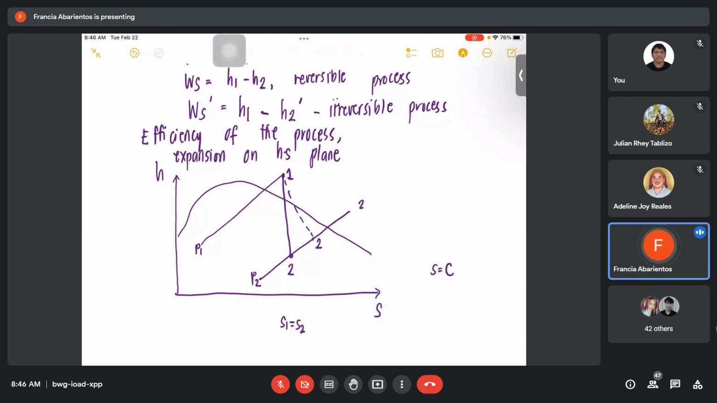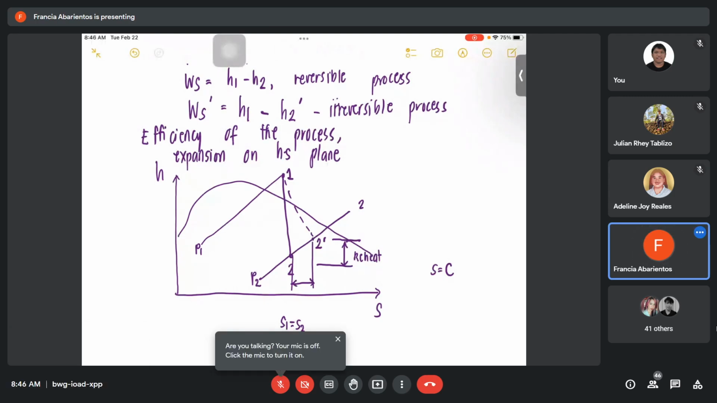this is now your irreversible state point at point 2. So, ang tawag dito class, from 2 to 2 prime is reheat. Tandaan nyo yun, class. And also in the vertical line, reheat. But from 2 to 2 prime, horizontally, ang tawag doon ay irreversibility. Tandaan nyo to class kasi during the different cycles, magagamit natin to.